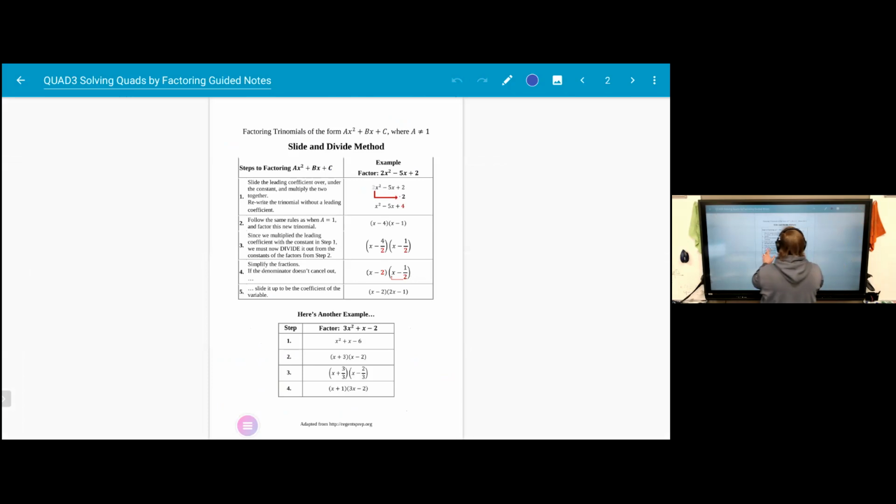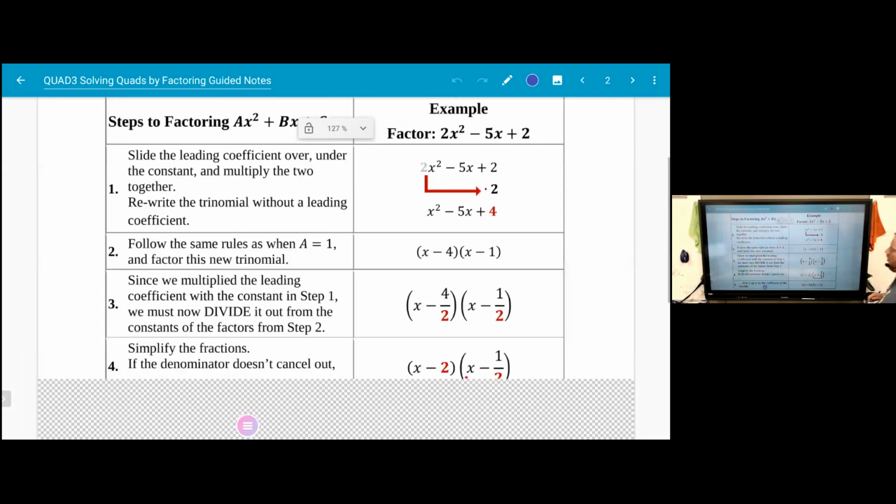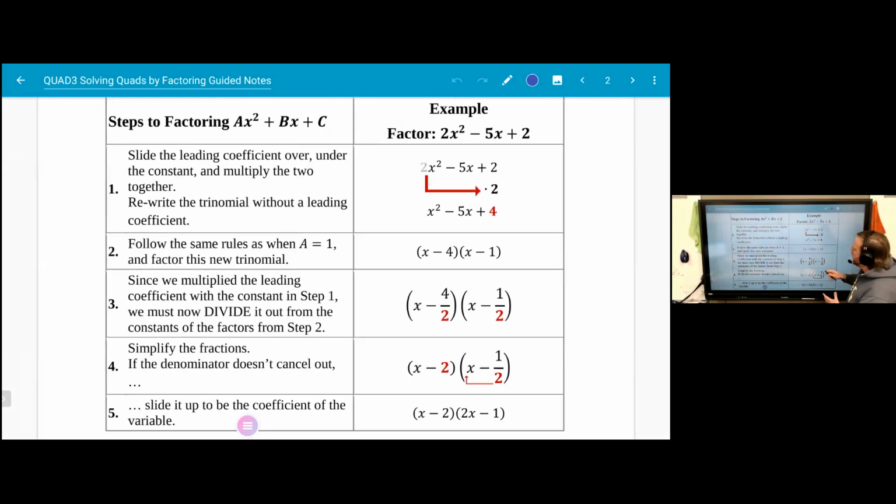Here's what we've got, the slide and divide method, when a is not 1. This is our example: 2x squared minus 5x plus 1. What we're going to do is the slide. We're going to slide the leading coefficient, slide a, and multiply the last value. We're going to write it as if it's a product sum. In other words, we're going to write it so it's just x squared minus 5x plus 4, because we slid that 2 over, and 2 times 2 is 4.